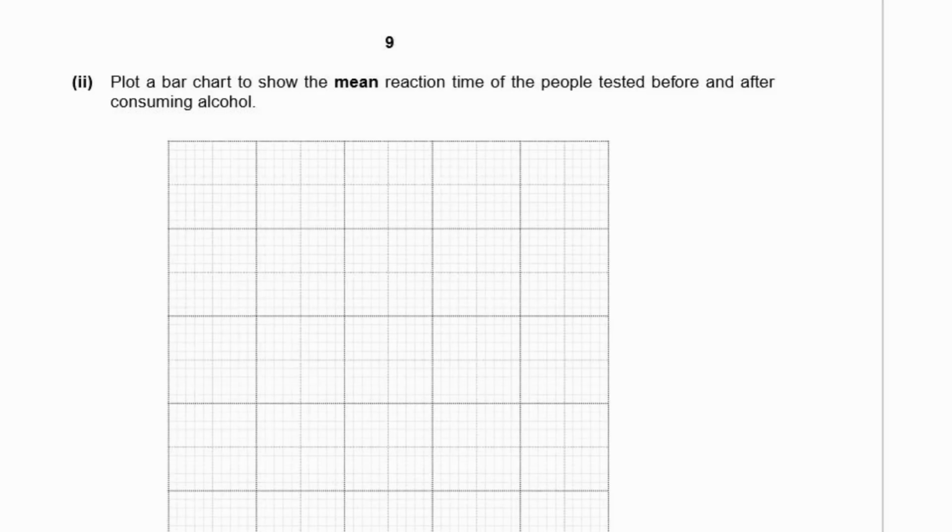2. Plot a bar chart to show the mean reaction time of the people tested before and after consuming alcohol. Okay, remember a bar chart, you have bars, but they do not touch. They're not related to each other. It's not a continuous set of data. So you want 2 bars on this, and you don't want them to touch. So I'll just do it at the top. You probably want 1 bar going that set of blocks, and another bar going that set of blocks. Okay?